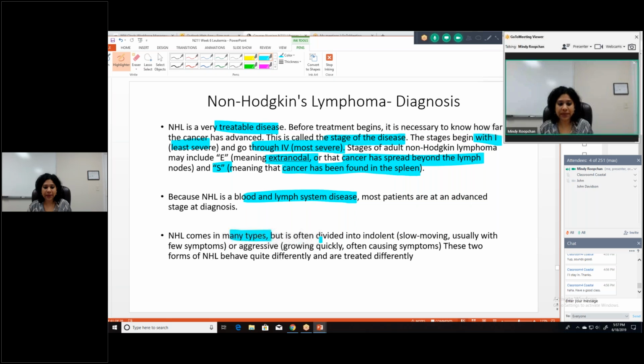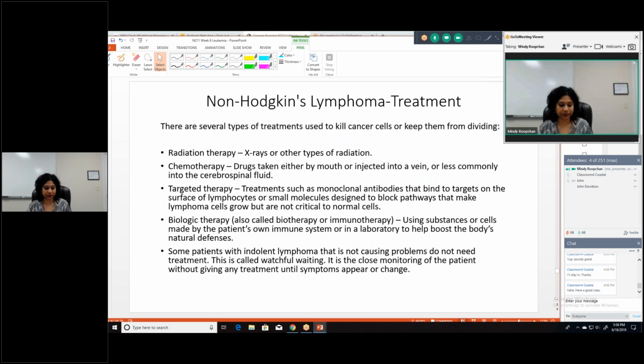It comes in many types. It's divided into indolent, which is slow moving with few symptoms, or aggressive, growing quickly and causing lots of symptoms. So these behave differently, and they're treated differently, depending on how we're treating them.